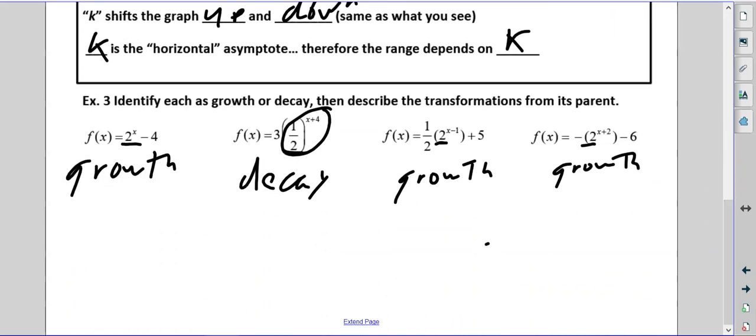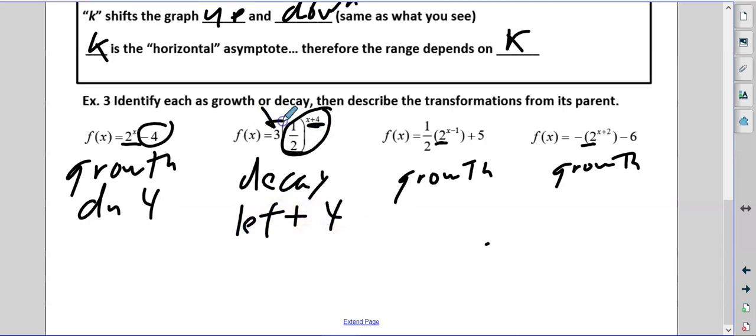Now back to transformations. This one means down 4. On this one, remember, inside lies, so plus actually means left 4. And this 3 means stretched. Remember, the 3 does not mean growth. 3 is the A in front. That's the parent with the little kid. Here we have 1/2, so that's compressed.